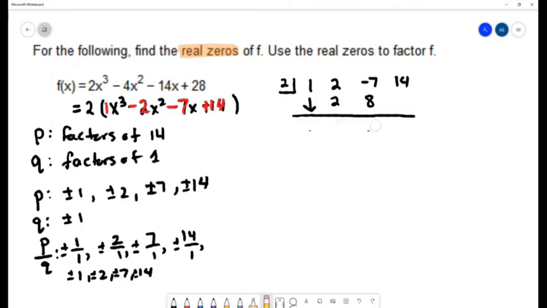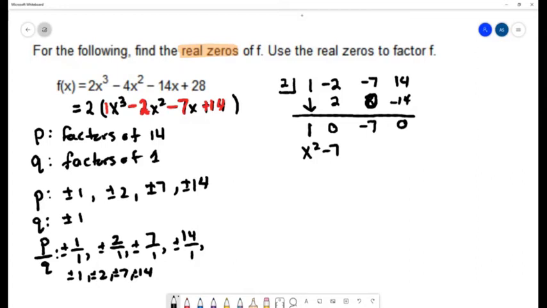I noticed that I should have been using a -2 here, so I'm missing this negative. So I brought the first term down to get 1, multiply to get +2, then I add to get 0. 2 times 0 is 0. -7 plus 0 is -7. 2 times -7 is -14. I get my remainder of 0. And I've reduced the polynomial down to being x squared minus 7.